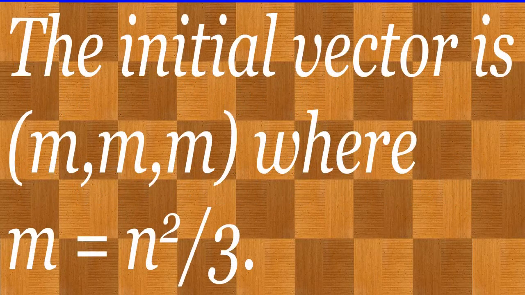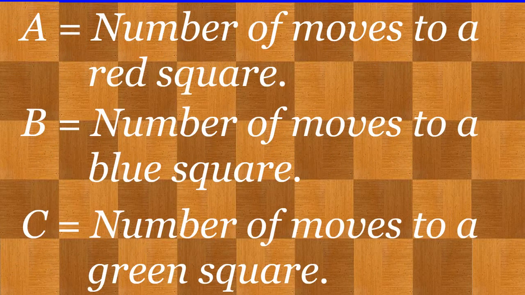Observe that we start with the vector whose all components are equal to m, where m is equal to n squared, divided by 3. And in this case, m is an integer, since, by assumption, n is divisible by 3. This is because, at the beginning the number of occupied red, blue, and green squares are equal, and we have n squared pawns. Lastly, let us denote by A, B, and C the number of times for which a pawn moved into a red, blue, and a green square, respectively.